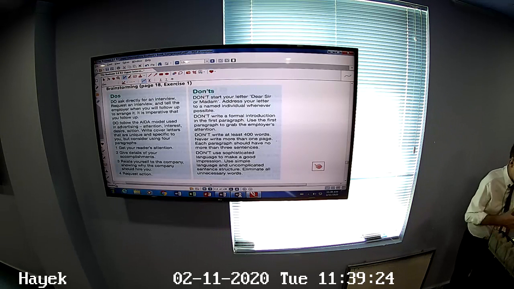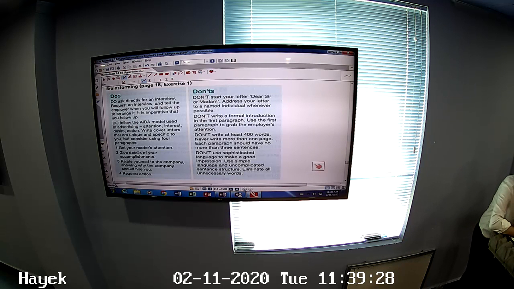In the don'ts column on the right, don't start your letter, dear sir or madam. If you've ever received a letter addressed to dear sir or madam, well, it doesn't feel good. It feels very impersonal. The person writing to you, they don't even know if you're male or female. It's much better to find out the name of the person you're writing to, address the letter personally by name.